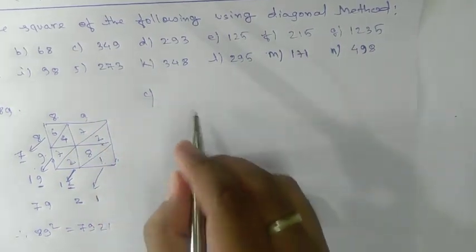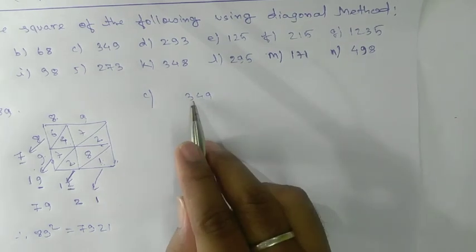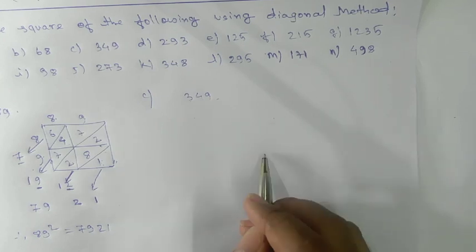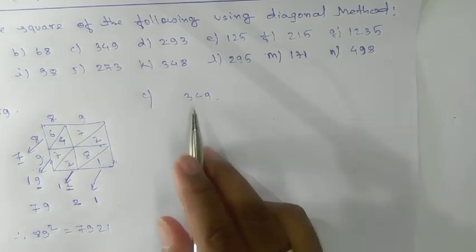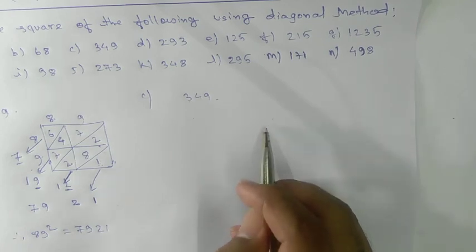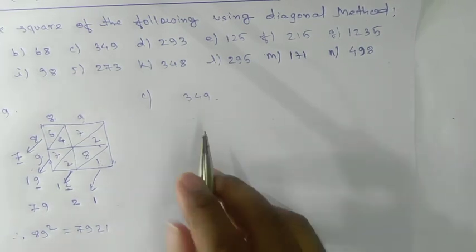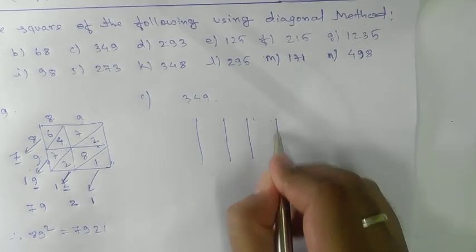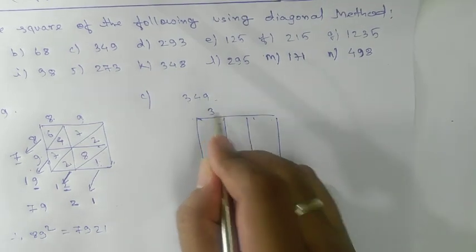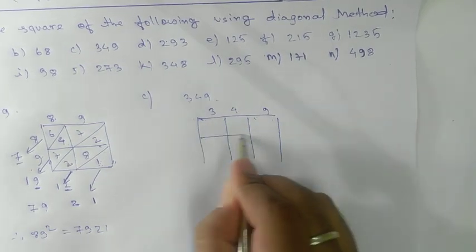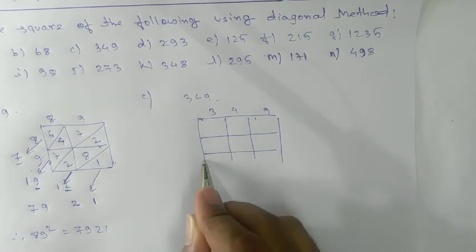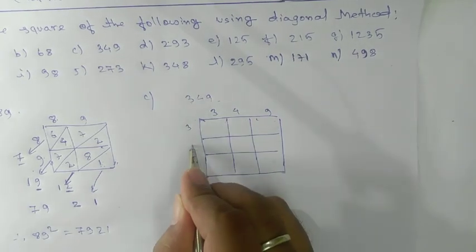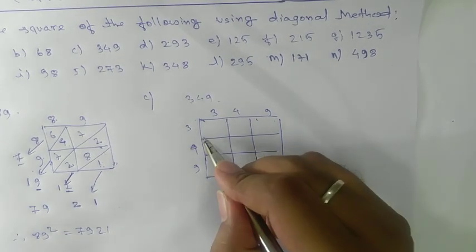Okay, let's take another one, 349. There are 3 digits, we need 3 columns like this and 3 rows. That means 3 vertical boxes and 3 horizontal boxes. So here we have 349. This is for 349. So 349. Take diagonals.